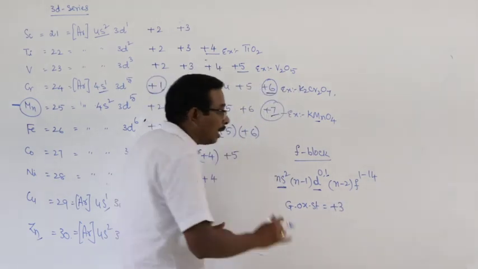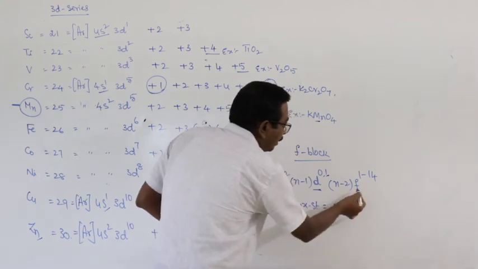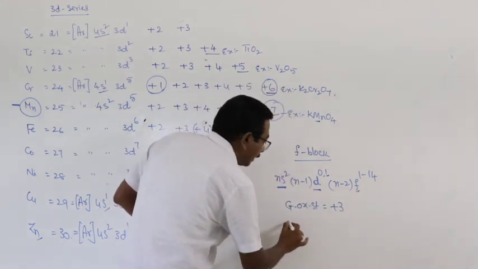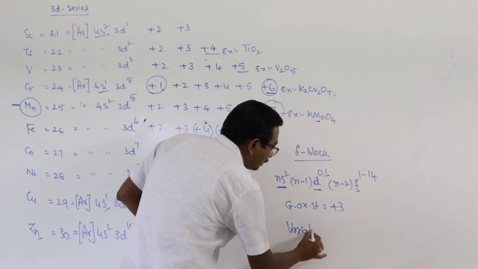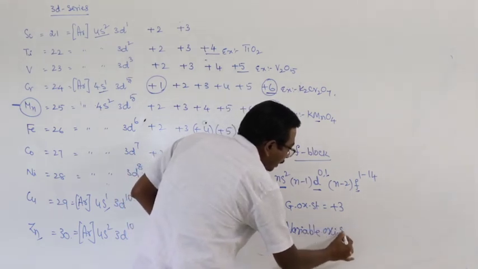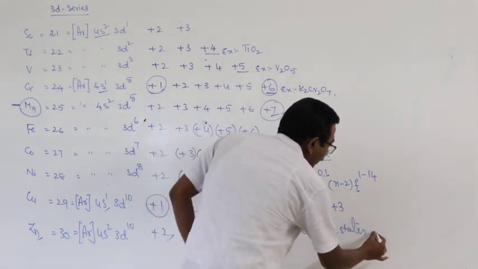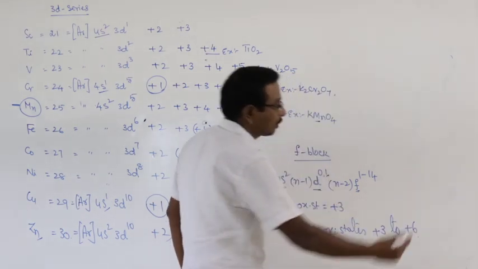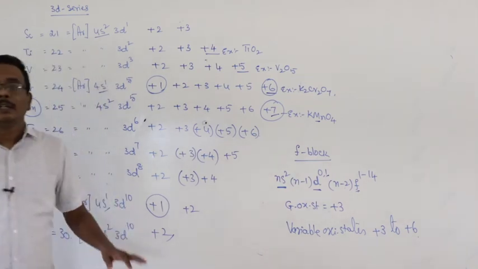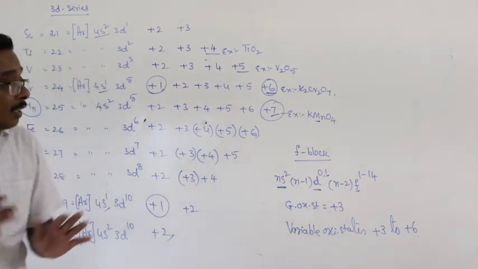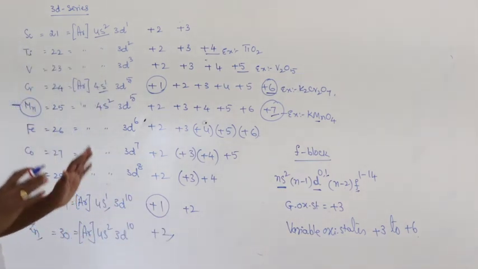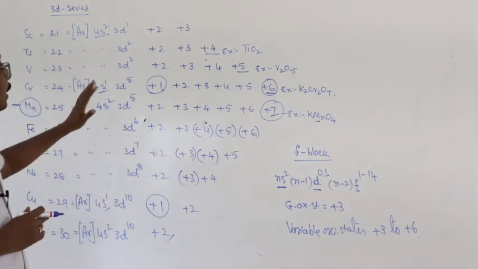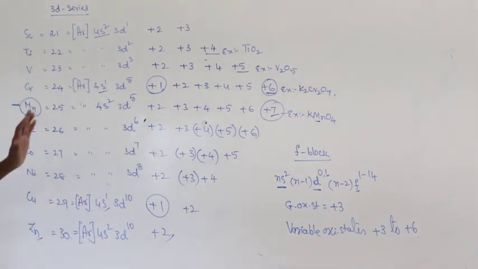But due to loss of (n-2) f electrons along with ns electrons, they exhibit variable oxidation states. They exhibit the oxidation states from +3 to +6. This is about the oxidation states that are shown by f-block elements, d-block elements, p-block elements and s-block elements.